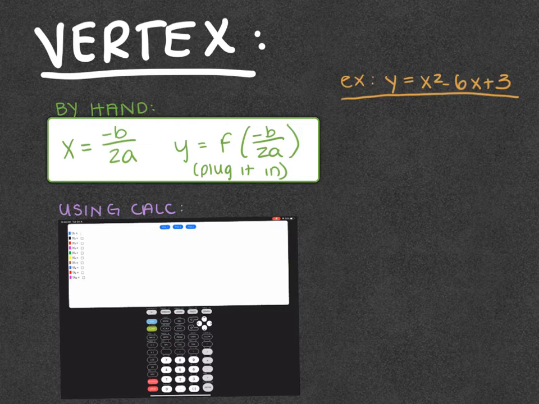Now we're going to go through how to find each of those characteristics without seeing the graph first. There are two ways we can do this. We can either do it by hand using some formulas, or you can do it using your calculator, and I'm going to show you both.